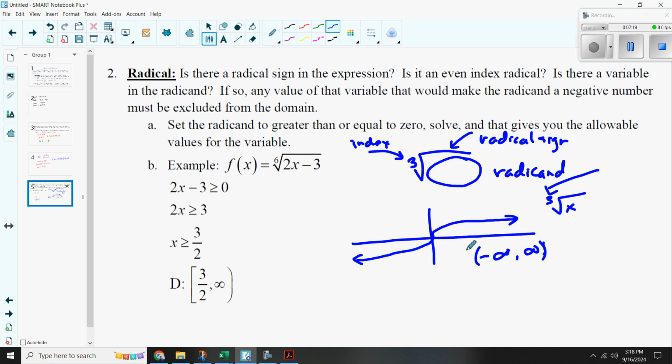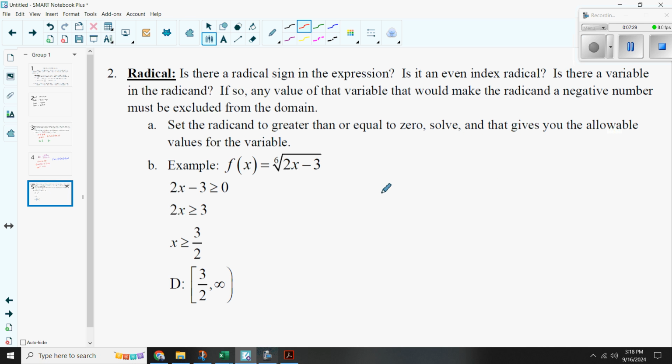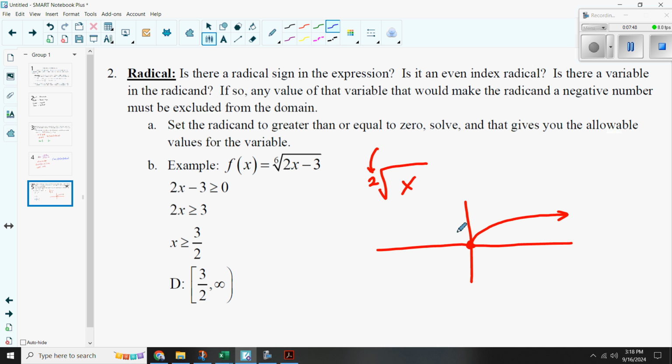If I was to look at the graph of the square root of x, that looks like this. Here's the square root of x. Note there's an assumed 2 here, so that is an even number index. And the graph of that looks like this. It starts here at 0, and it goes like that. And that is because we cannot have any negative numbers underneath the radical sign. We can't take the square root of a negative number.